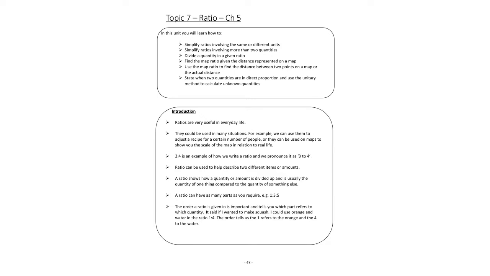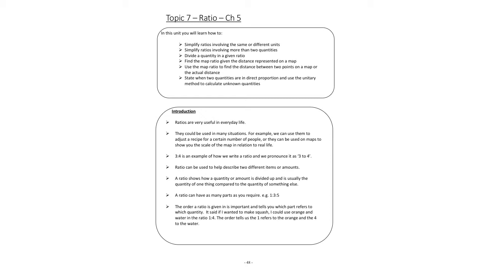So ratios are used in everyday life. They can be used in many situations, for example, to adjust the recipe for a certain number of people, or they can be used in maps to show the scale. 3 to 4 is an example of how we write a ratio, and they can be used to describe two different items or amounts. Ratios show how quantities or amounts are divided up, and usually the quantity of one thing is compared to something else.